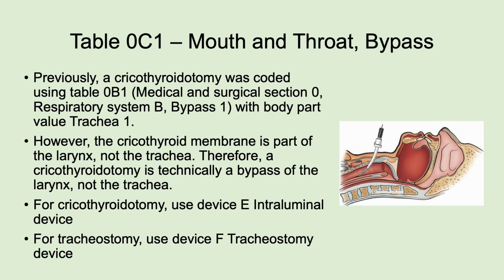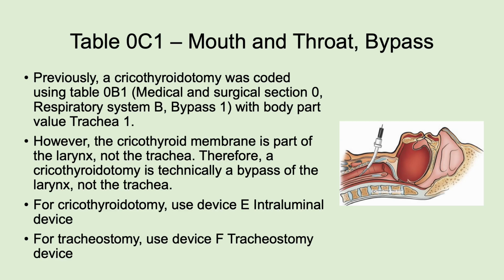So why is this done? Well, previously a cricothyroidotomy was coded using table 0B1 in the respiratory system bypass, the body part value trachea. Well, that's not anatomically correct. The cricothyroid membrane is part of the larynx, not the trachea. So this was incorrect anatomically. So therefore, a cricothyroidotomy is technically a bypass of the larynx, not the trachea. So this corrects that anomaly.